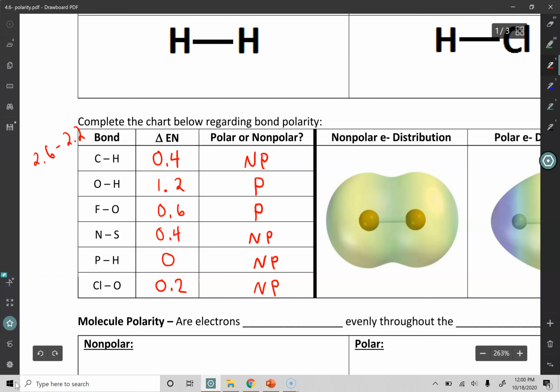as well. So when you're trying to figure out if a bond is polar or nonpolar, it's all about just looking at differences in electronegativity. Subtract them, 0.4 and lower, nonpolar. Above 0.4 and still covalently bonded, polar. Let's get back to the notes.